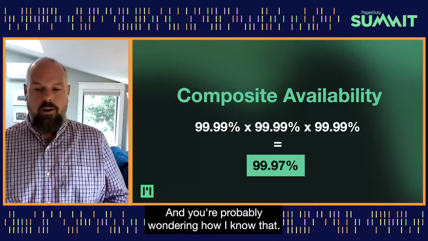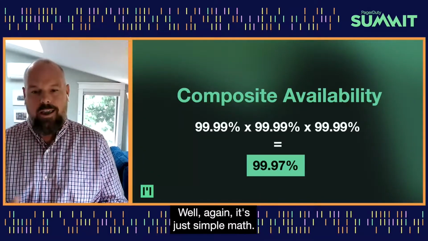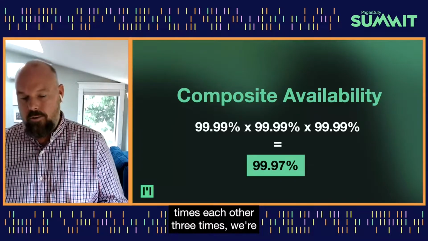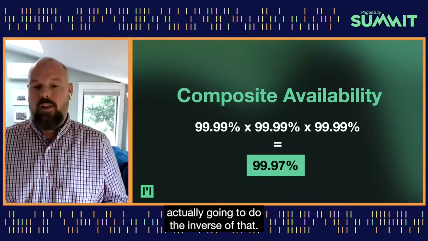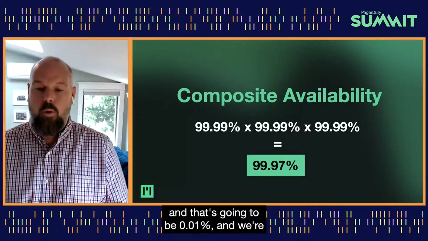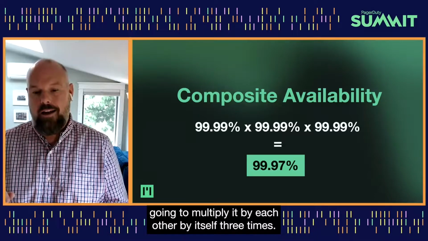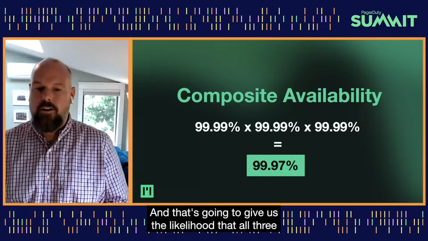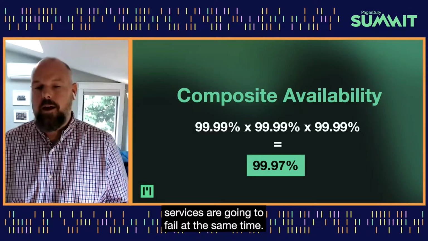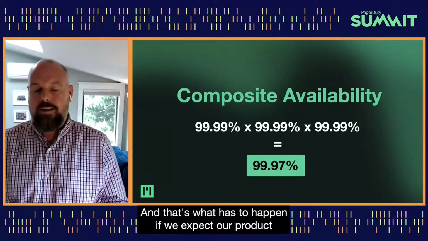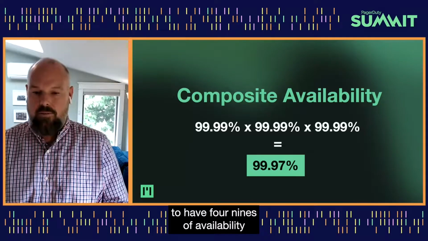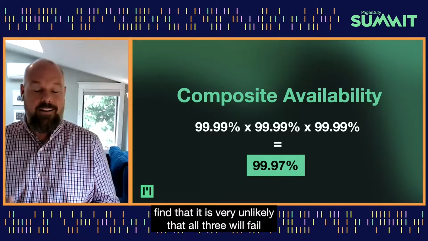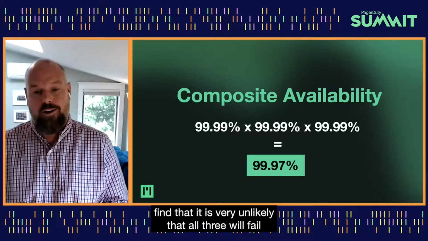And you're probably wondering, well, I know that. How do we know that probability will tell us that? Well, again, it's just simple math. This time, instead of multiplying 99.99 times each other 3 times, we're actually going to do the inverse of that. We're going to take the unavailability, which is 0.01%, and multiply it by itself 3 times. And that's going to give us the likelihood that all three services are going to fail at the same time. And that's what has to happen if we expect our product to have 4 nines of availability, just like our microservices do. But when you do that math, you'll find that it is very unlikely that all three will fail at the same time.